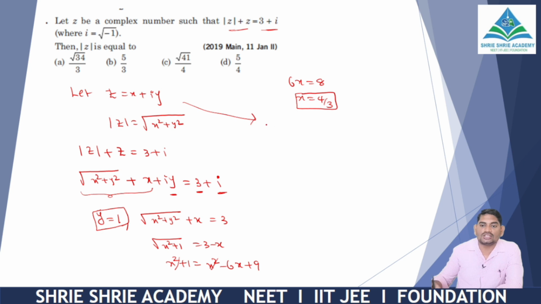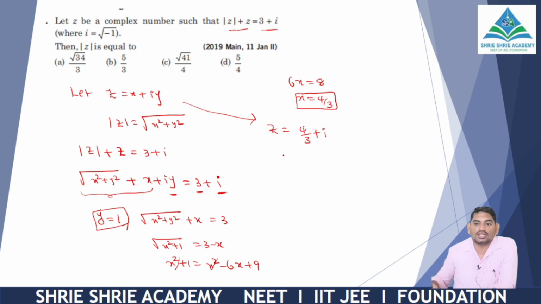So what is the Z? Z is equal to x plus iota y. So what is the value of x? 4 by 3 plus iota. So x value is 4 by 3 and y value is 1. So we got Z is equal to 4 by 3 plus iota.